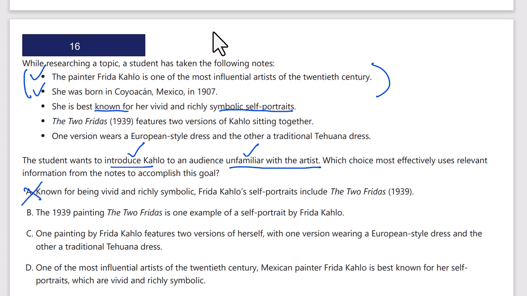The 1939 painting, The Two Fridas, is one example of a self-portrait. Again, doesn't say her background. We need her background in there if we're unfamiliar. One painting by Frida Kahlo features two versions of herself, with one version wearing a European-style dress. No, again, no background on her. One of the most influential artists of the 20th century, Mexican painter, so here we're getting background, is best known for her self-portraits. We're introducing her and we're telling something about her background. This is the best answer, D.